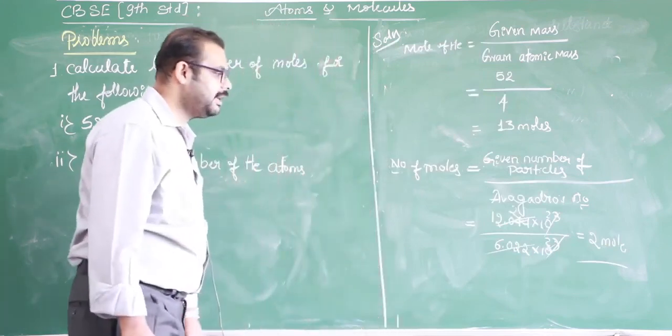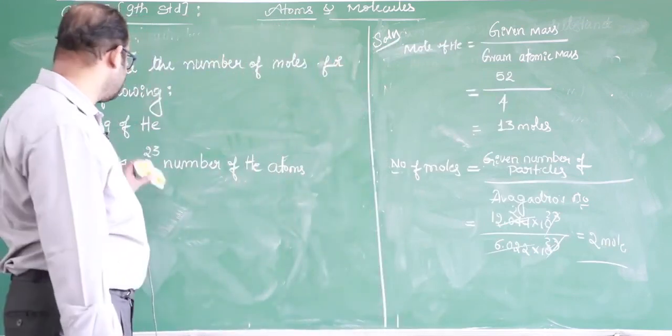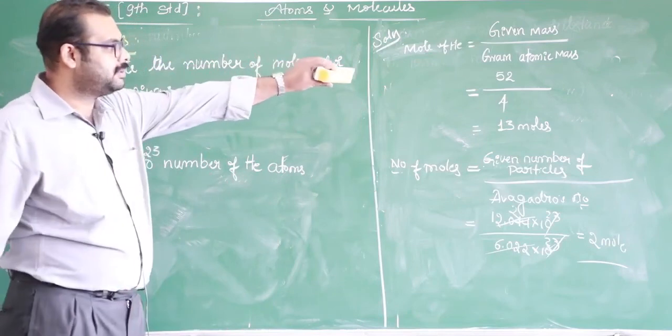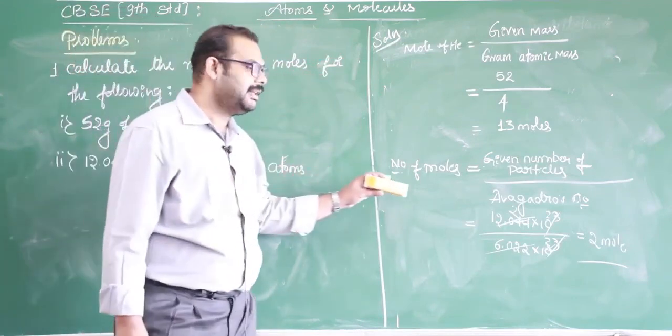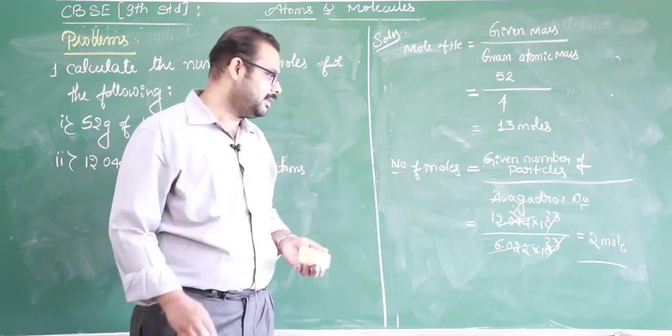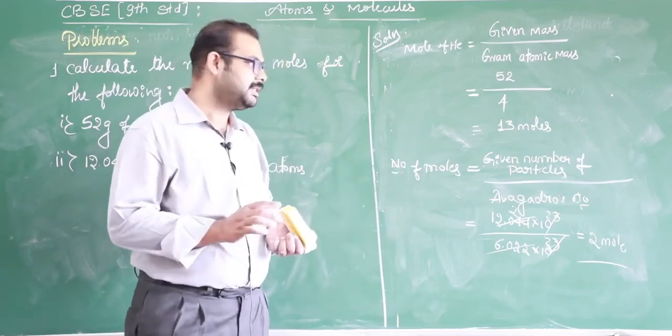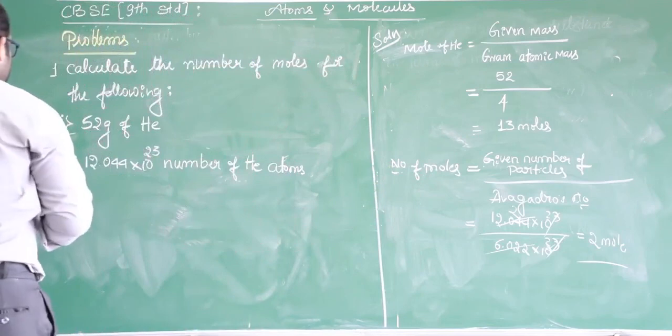In this way, if the mass is given, use this formula, and if they give the number of atoms, apply this formula to find the number of moles. This is one kind of problem. Let's see another kind.